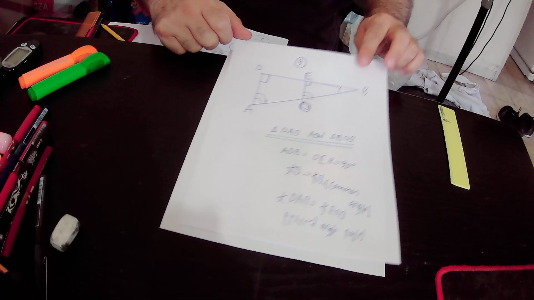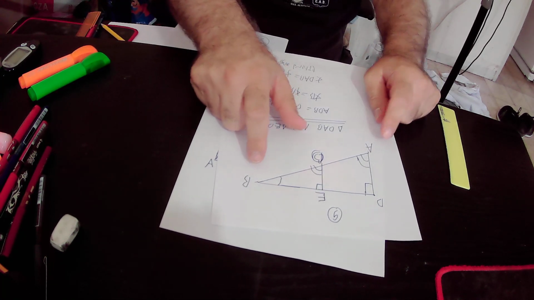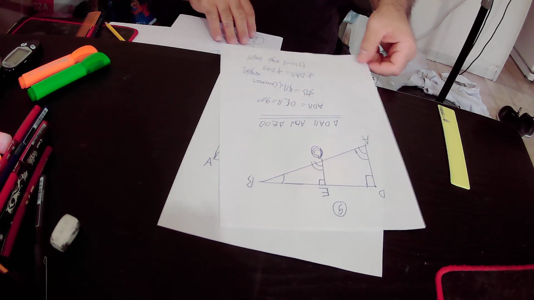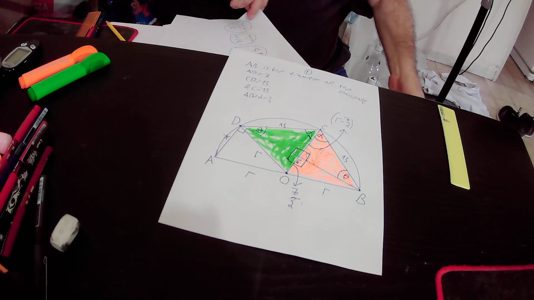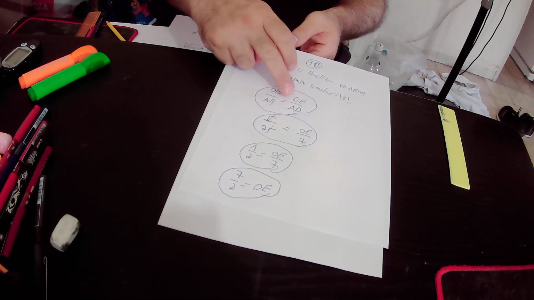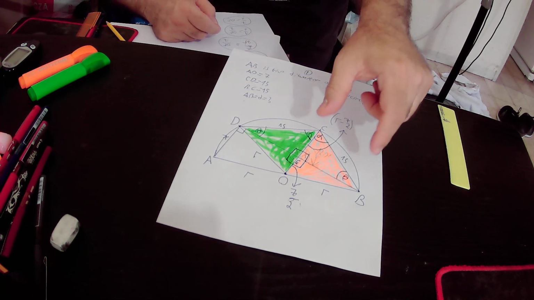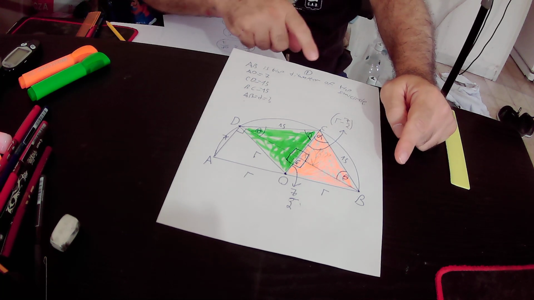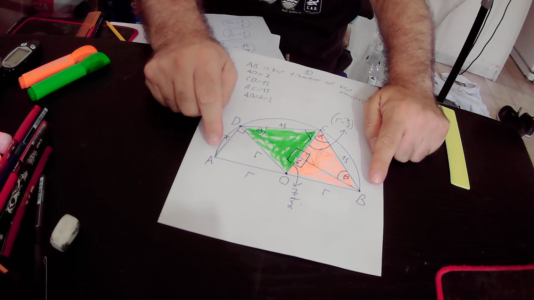Therefore, OB over AB equals OE over AD. But what is the value of OB? OB equals R. What is the value of AB? AB is the diameter of the semicircle, so it equals 2 times the radius. So AB equals 2R.